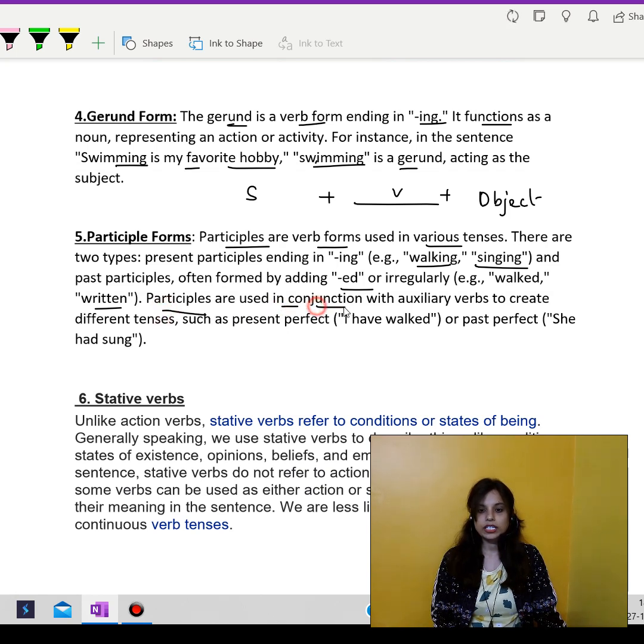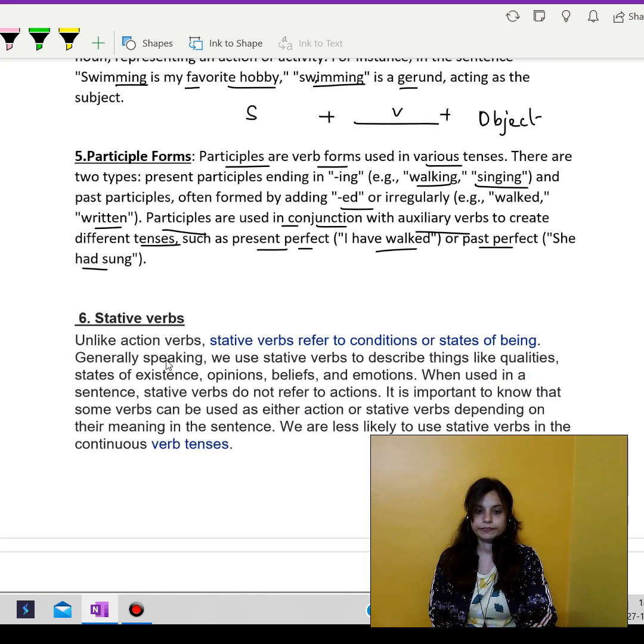Participles are used in conjunction with auxiliary verbs to create different tenses, like present perfect tense, like I have walked, or past perfect tense, like she had sung. So there are different forms of past participle verbs.